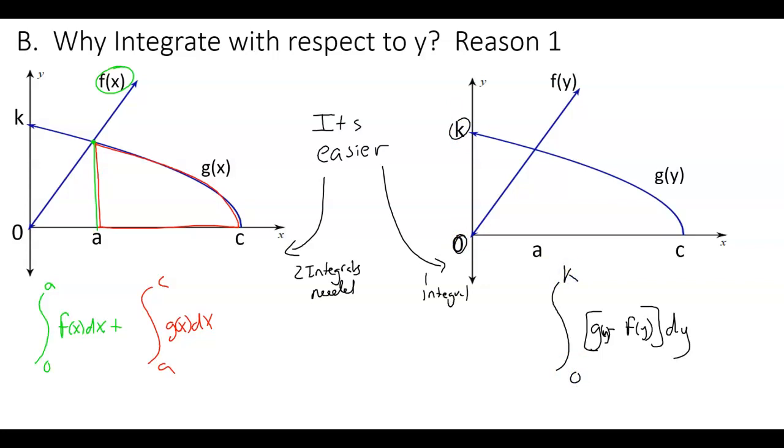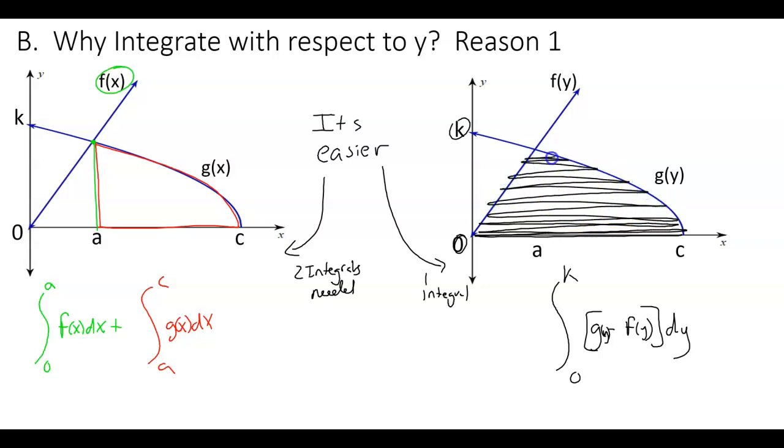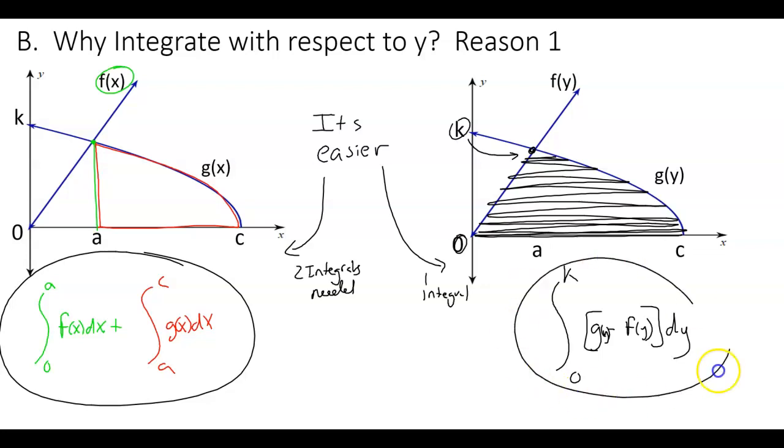And notice I'm using the y-axis for my limits this time because we're integrating upwards. So we find the distance between g and f, and as we trace that up, as we integrate upwards, it traces out the area from 0 all the way up until we get to k right here. So it can be easier. There are some cases where if you tried to do it with respect to x, you would have to write two separate integrals, whereas if you did it with respect to y, you could be done with one integral. So it could be easier in that respect.